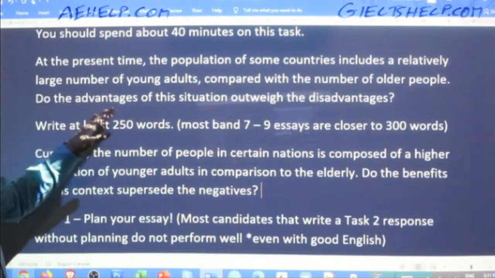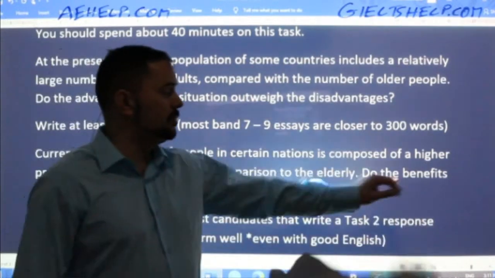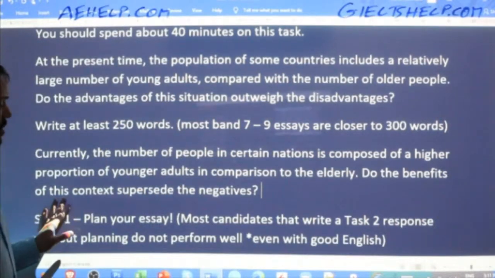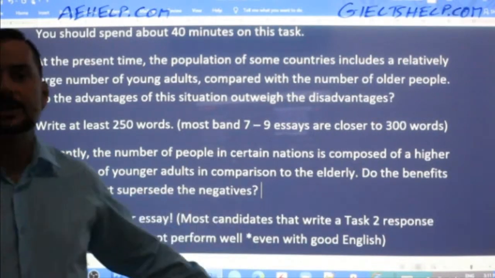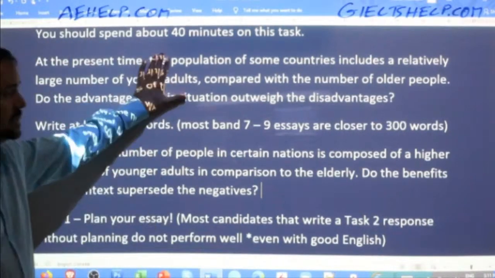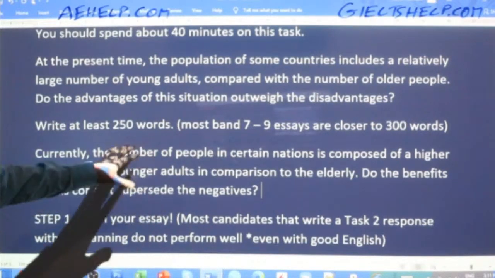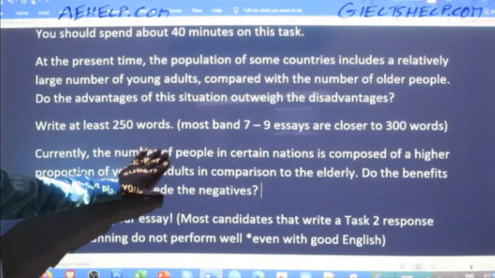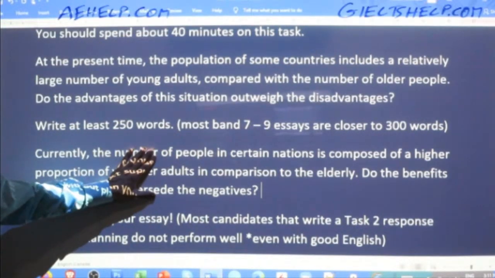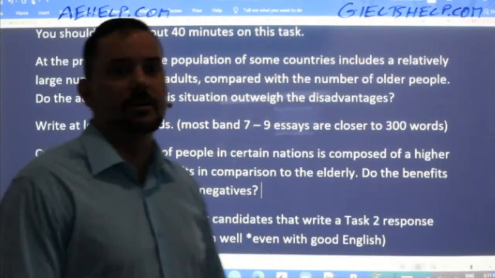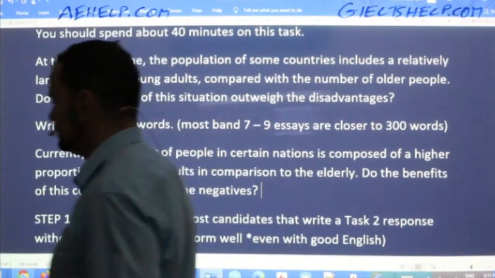Do the advantages of this situation outweigh the disadvantages? Do the benefits of this context supersede the negatives? So this is a paraphrase of this. Will this get me a band 9? No, it won't. I can't just do this and use this for my introduction, okay? This is just still repeating the question. It's not actually answering any part of the question or not defining the question, okay?